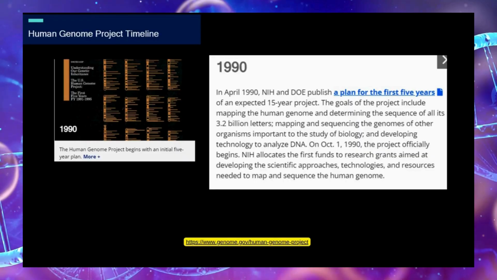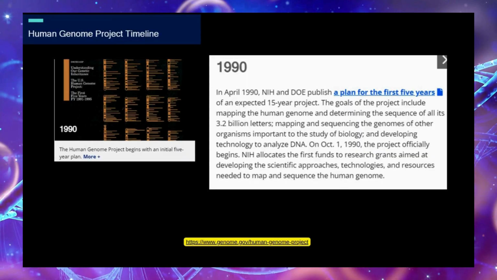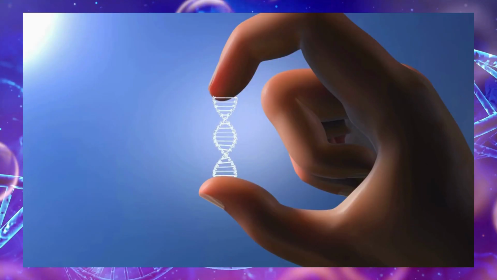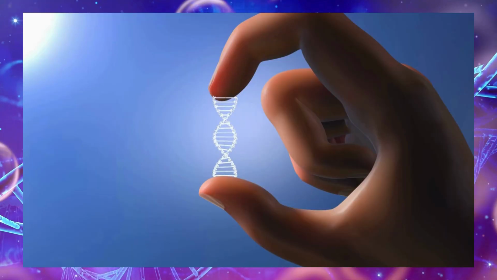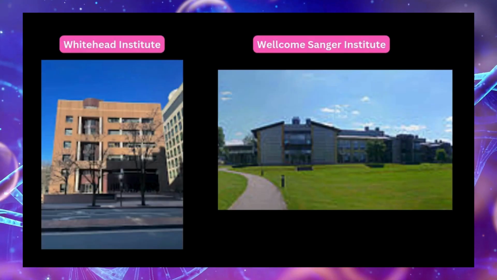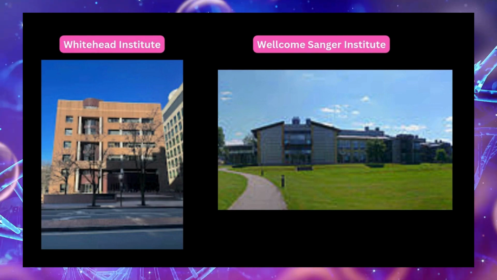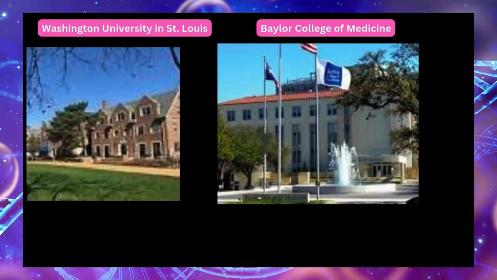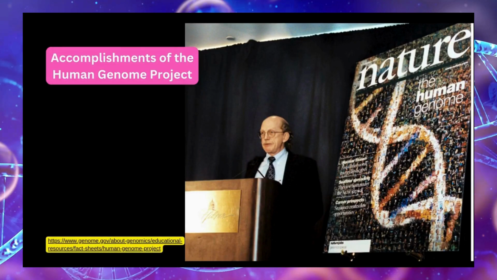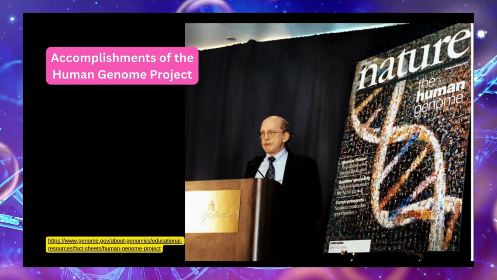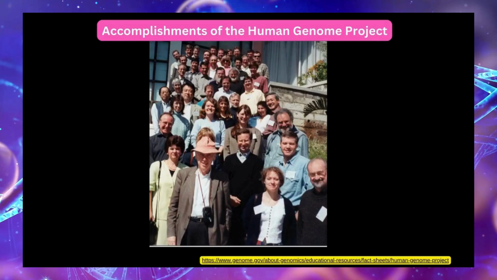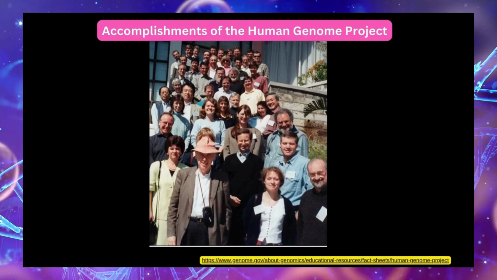Recognized as a mega project, the Human Genome Project began in 1990 with the goal of mapping the entire human genetic information set. The genome was divided into smaller segments, approximately 150,000 base pairs long, which were inserted into bacterial artificial chromosomes. Funding supported large sequencing centers including the Whitehead Institute, Wellcome Sanger Institute, Washington University in St. Louis, and Baylor College of Medicine, facilitating high-throughput sequencing efforts. The United Nations Educational, Scientific, and Cultural Organization played a crucial role in promoting the participation of developing countries in the Human Genome Project.